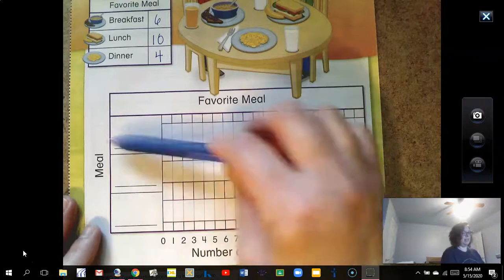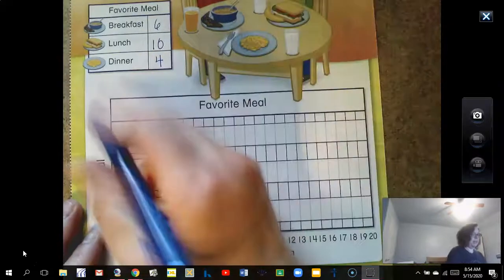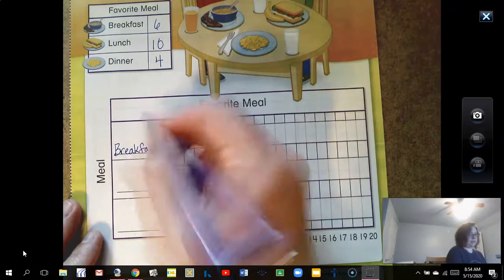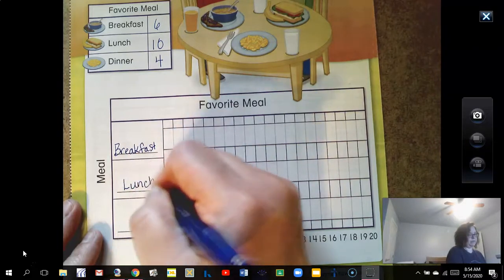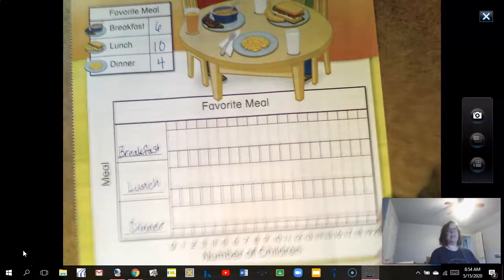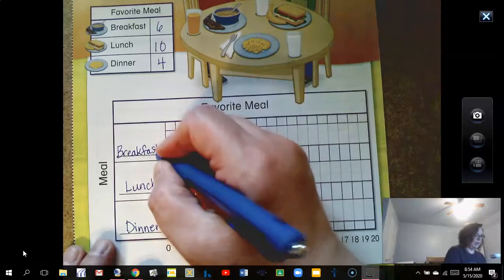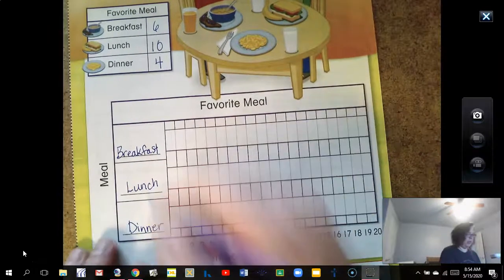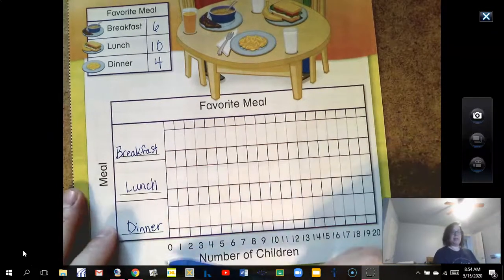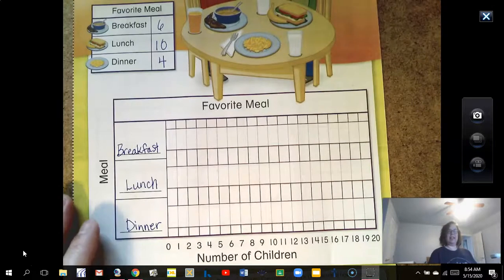So along here, it says meal, but we don't have anything here. So we go up here and replace the labels for the meals. So now we have breakfast, lunch, and dinner included in our chart. Make that a little bit neater. Okay, so I hope you're following along and doing this as well with us. Now, once we have those labeled, we have to go back up to our chart there and get the information that we need.